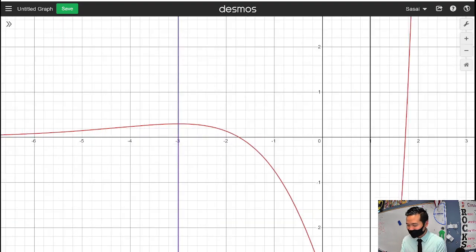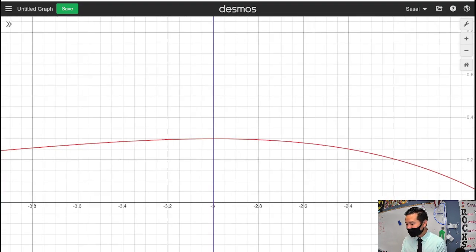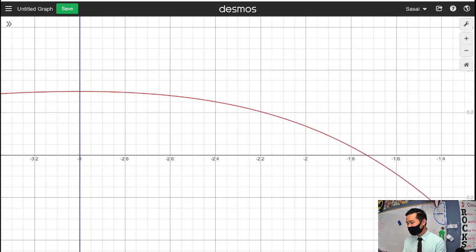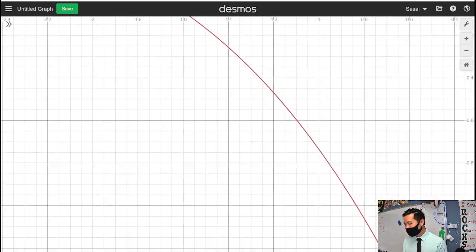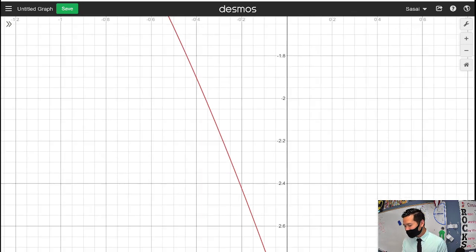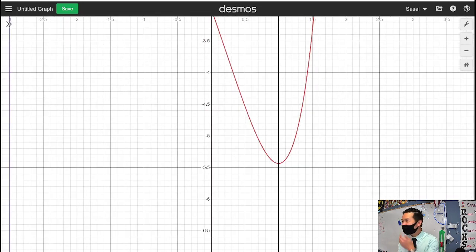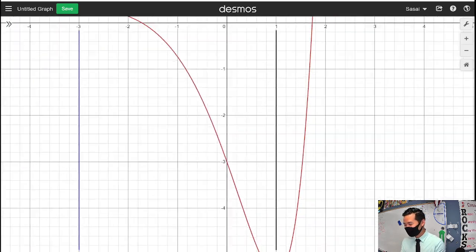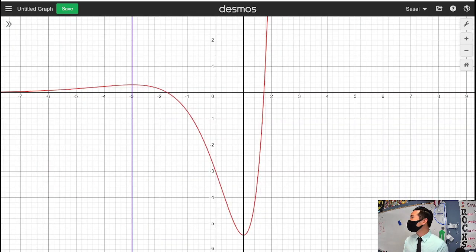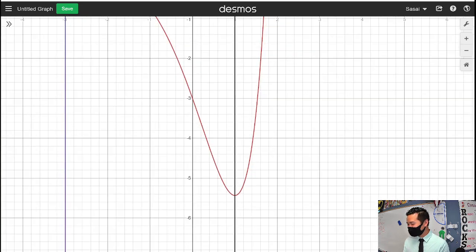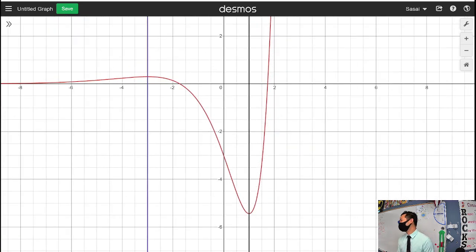All right, so back over here. It's increasing all the way up until x equals -3. And then what happens? It goes down. It's going down, all the way down to where? All the way down to x equals 1. And then it's increasing.